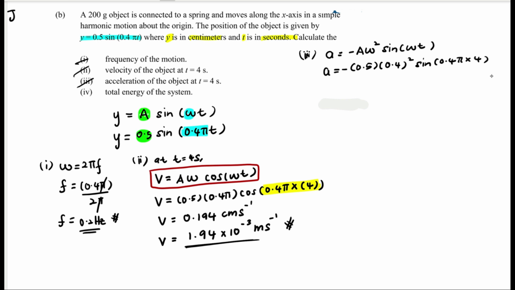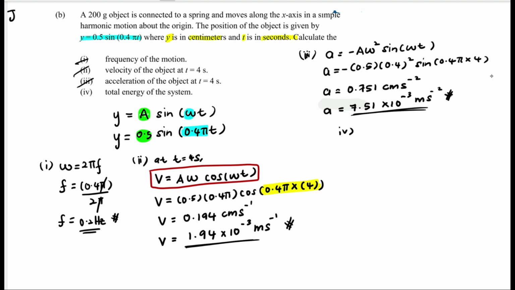Okay, so tekan calculator, pastikan dalam radian mode. So acceleration you akan dapat 0.751 centimeter sebab amplitude kita dalam centimeter. So unit dia centimeter per second squared. So if you want to change to meter, so it is equal to 7.51 exponent negative 3 meter per second squared. Okay, so this is the answer for question number 3.